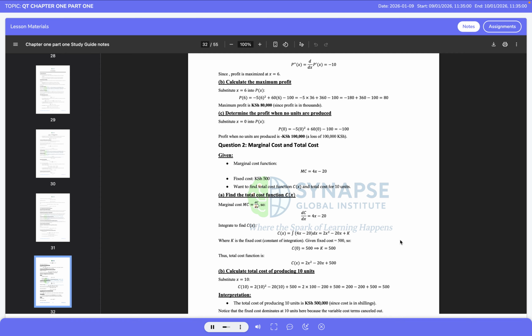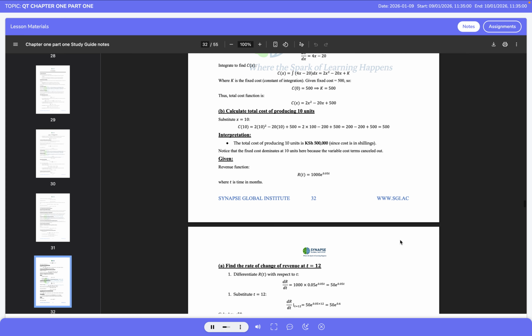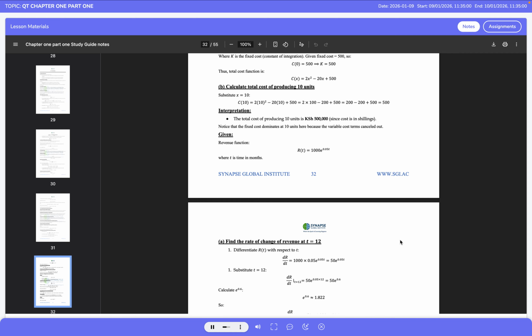Since marginal cost is the derivative of total cost, we integrate 4x minus 20 to obtain 2x squared minus 20x plus a constant. Using the fixed cost condition that total cost at 0 units is 500 gives the constant as 500. The total cost function is therefore 2x squared minus 20x plus 500. Substituting x equals 10 gives a total cost of 500,000 shillings.